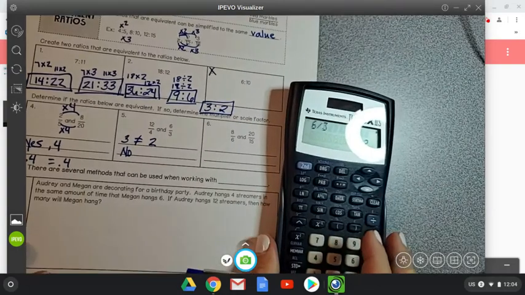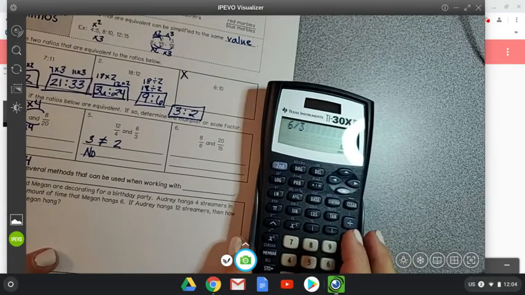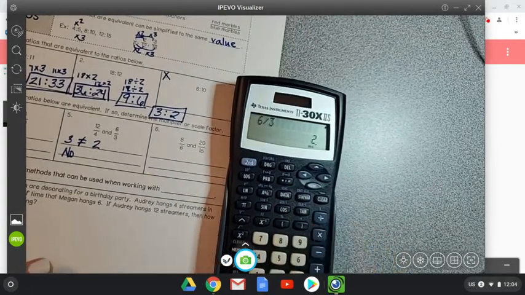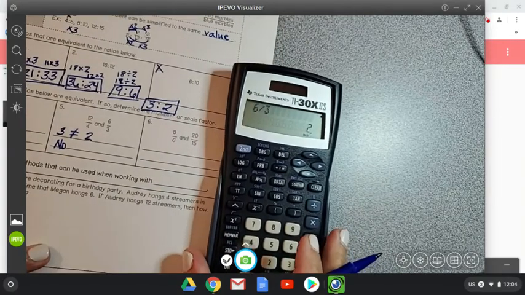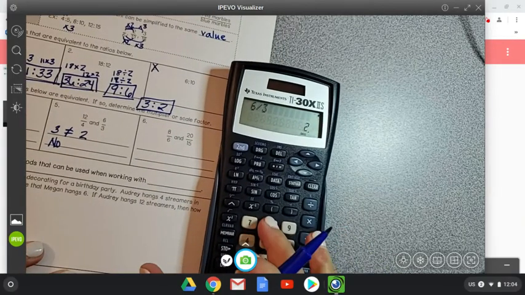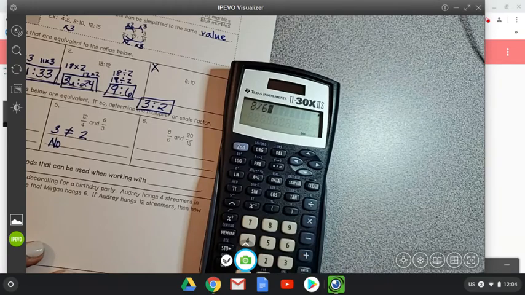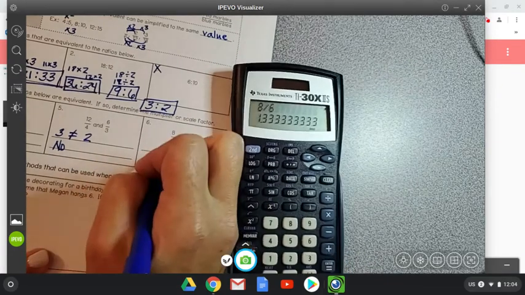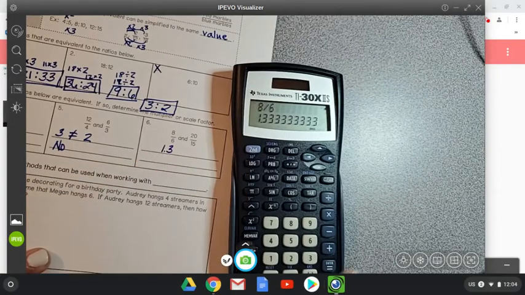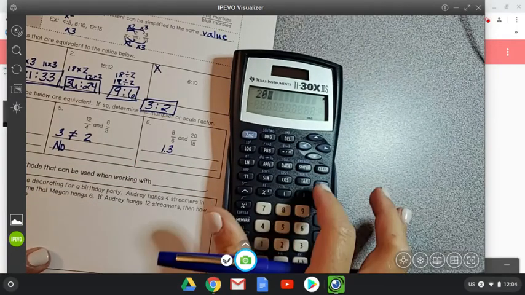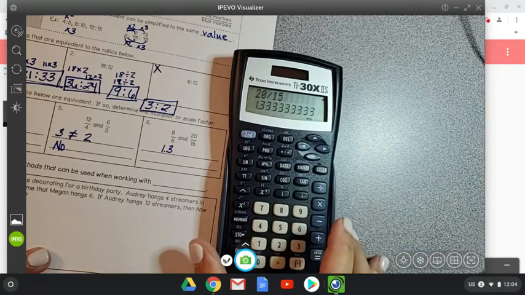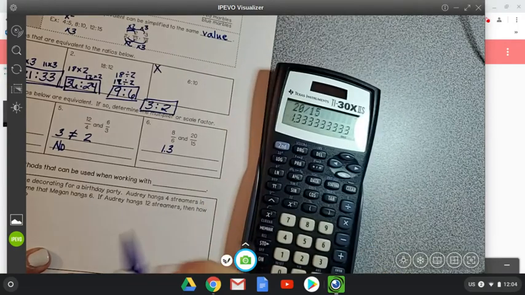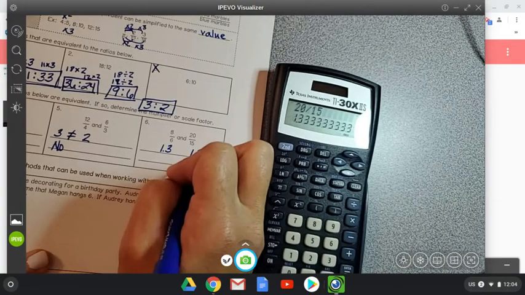I don't know if you've seen that before, but they are not equivalent. All right, let's look at number 6 and determine if these are equivalent. Again, I am going to use my calculator. I'm going to take 8 divided by 6, and that's going to give me 1.3. And then I'm going to take 20 divided by 15. And that is going to also give me 1.3. Are they equivalent? Yes.